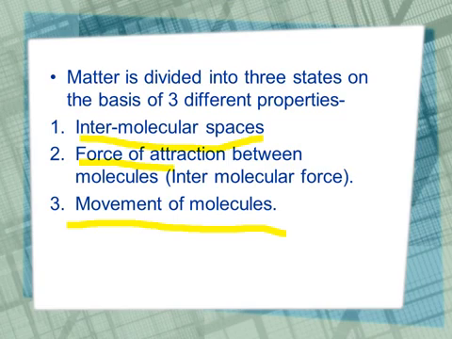Now we all know that there are 3 states of matter. But do we know on what basis matter has been divided into 3 different states? We will now learn the basis of these 3 different states of matter. Matter is divided into 3 different states on the basis of 3 different properties. Now what are those properties? First is intermolecular spaces. Second is force of attraction or intermolecular force. And the third is movement of molecules.